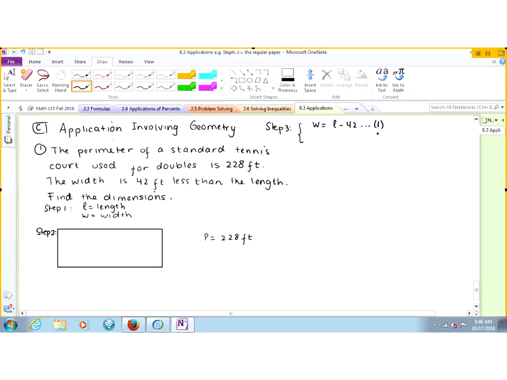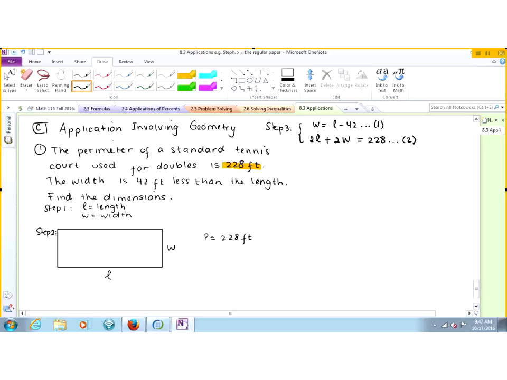Which one am I going to use? Is there anything that I didn't use here that I need to use? Perimeter. So what is my equation for perimeter? Yeah, but I don't have P. I only have W and L. Oh, what about W plus L? Oh no, 2L plus 2W equals... Right, remember? So this is L, this is W. 2L plus 2W is 228.